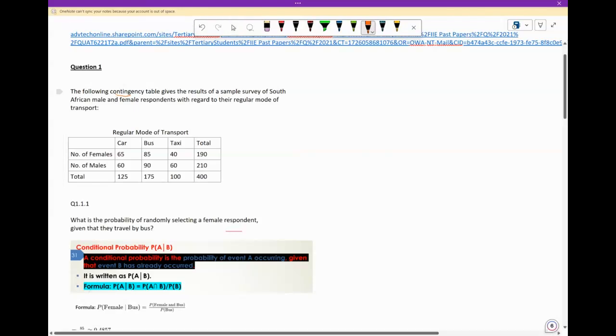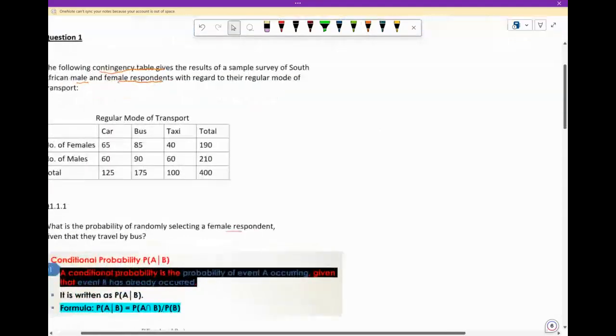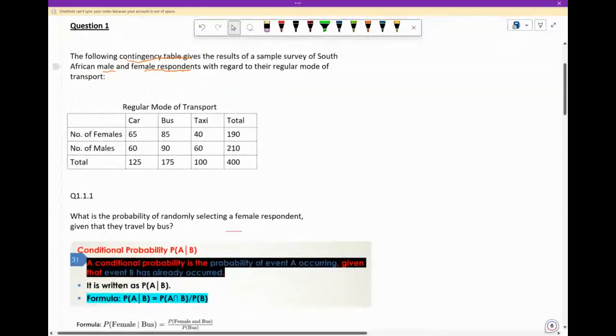A contingency table gives the results of a sample survey of South African male and female respondents with regard to the mode of transport. Hopefully that's not too personal. Is it fine?